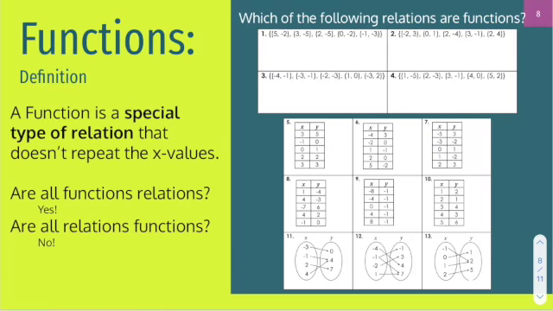Okay, today we're going to start talking about what a function is and the difference between a relation and a function. Okay, so a function is a special type of relation that doesn't repeat the x values. All right, so the question would be, are all functions relations? Yes, all functions are relations. However, are all relations functions? No, we can have a relation that repeats the x value, whereas a function does not repeat the x value.